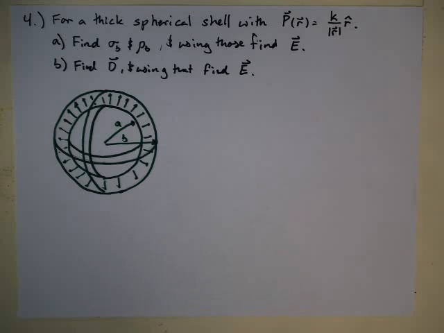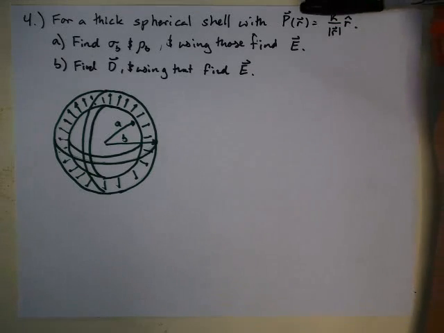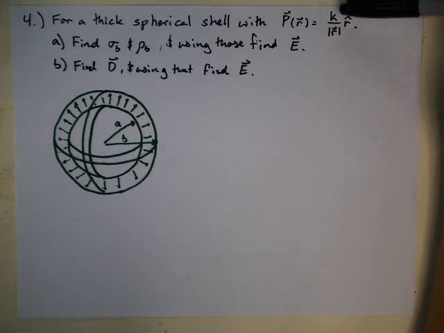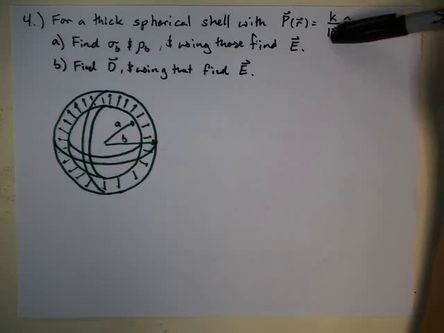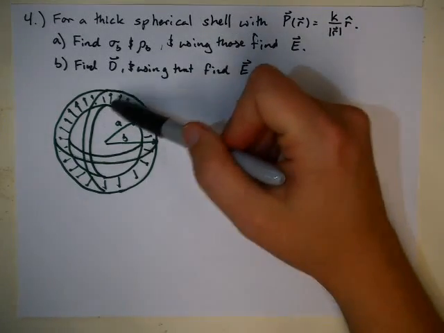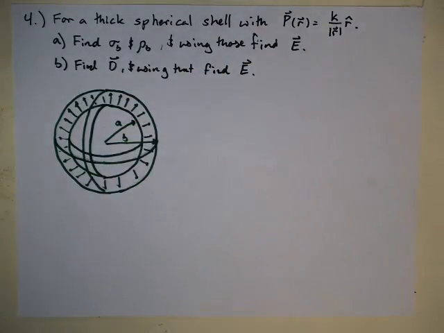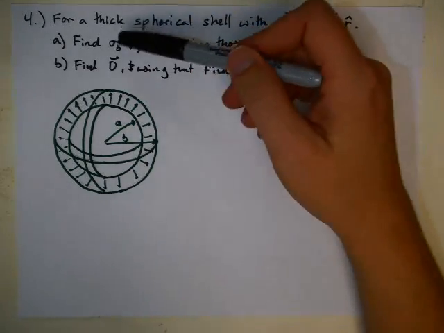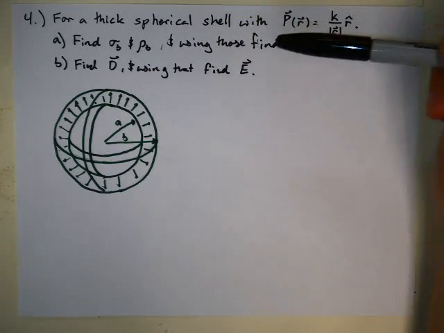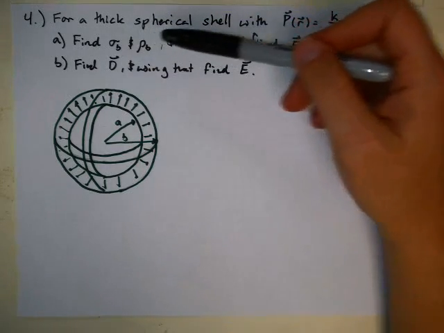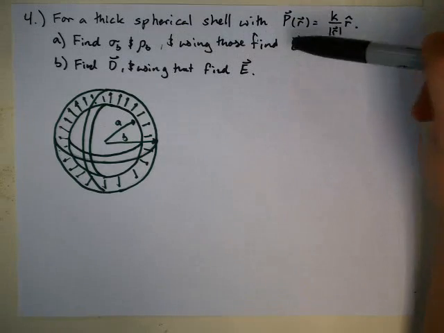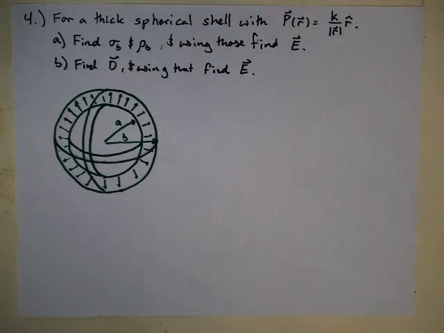Homework 6, problem 4, for a thick spherical shell with a locked-in polarization P that is K over R in the R hat direction. So it points in the radial direction, but it gets weaker as it goes out. Find the surface charge density and the volume charge density, sigma_b and rho_b, and using those, find the electric field E. And so this is a two-part problem.